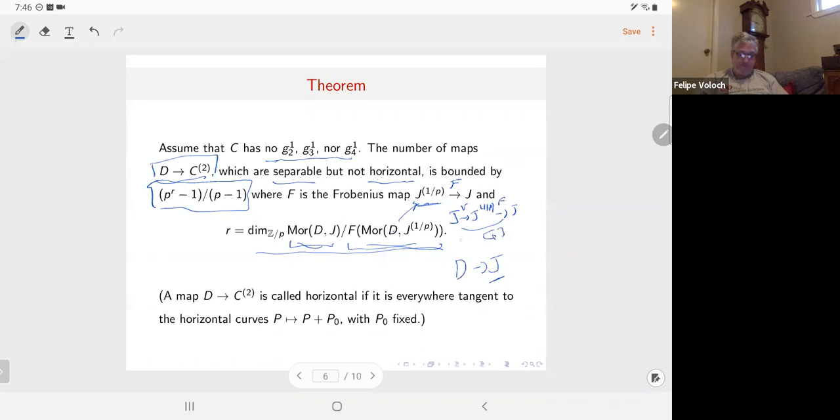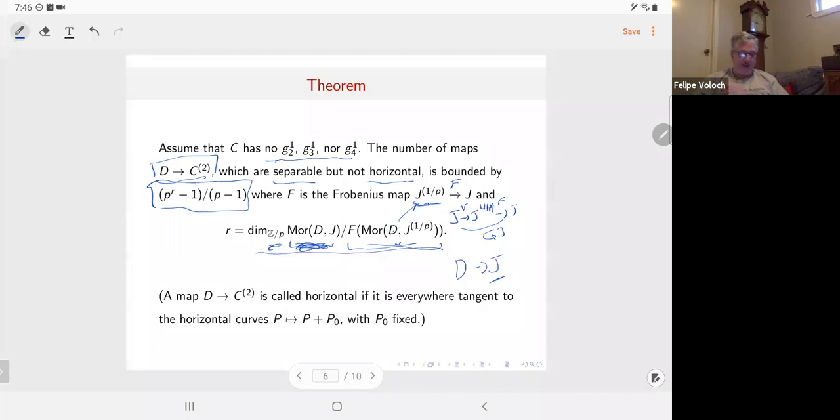If you take an element of this group, a morphism from D to J, and multiply by P, you get something that lands in this subgroup. So the quotient is a quotient of morphisms from D to J modulo the multiples of P. And so it is a Z mod P vector space.